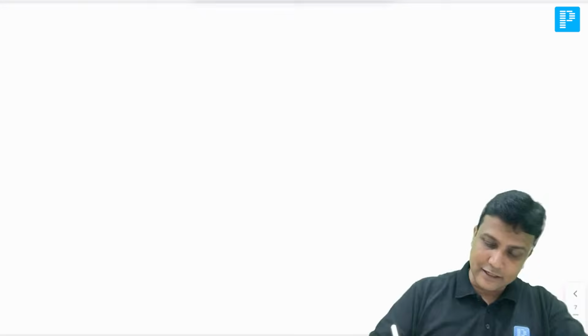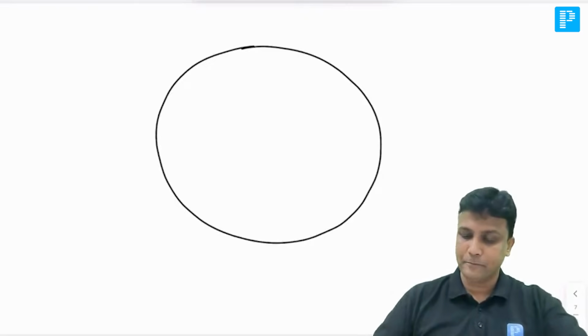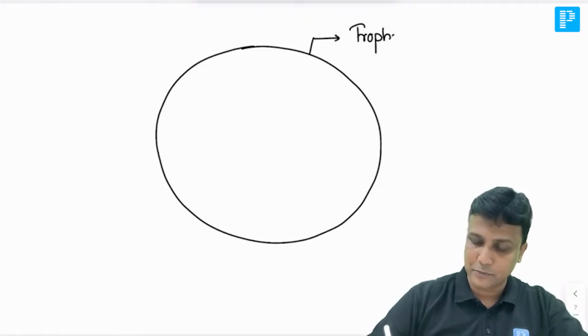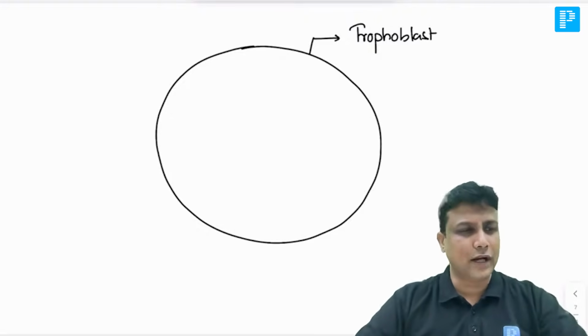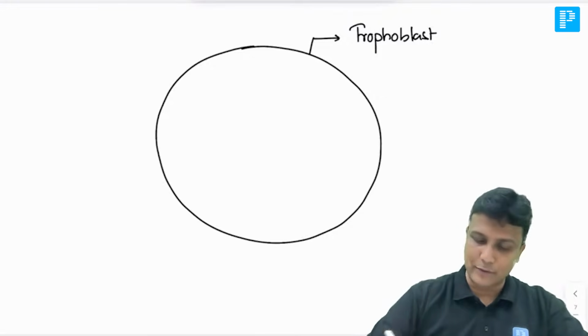Now, my dear friends, again the same thing. Can you please tell me what is this layer here, the outer black colored line? This outer black colored line here will be the trophoblast. Trophoblast. Fine. I'm going to use the same colors till the end of this topic here. Okay, now the outer black colored line is trophoblast.